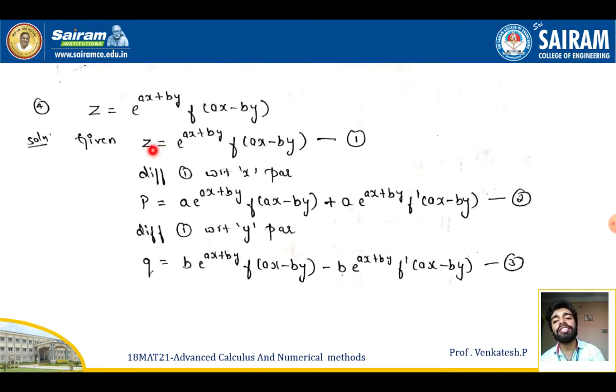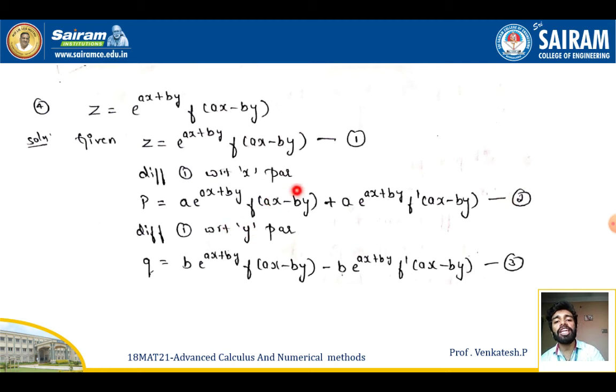So differentiating z with respect to x, I will get dou z by dou x, which is equal to p. First I am keeping f of (ax minus by) as it is. Differentiating e power (ax plus by), I will get a into e power (ax plus by), plus keeping e power (ax plus by) as it is, differentiating f of (ax minus by), I will get f dash of (ax minus by), and differentiating the inside term ax minus by, I will get a here. Call it equation number 2.